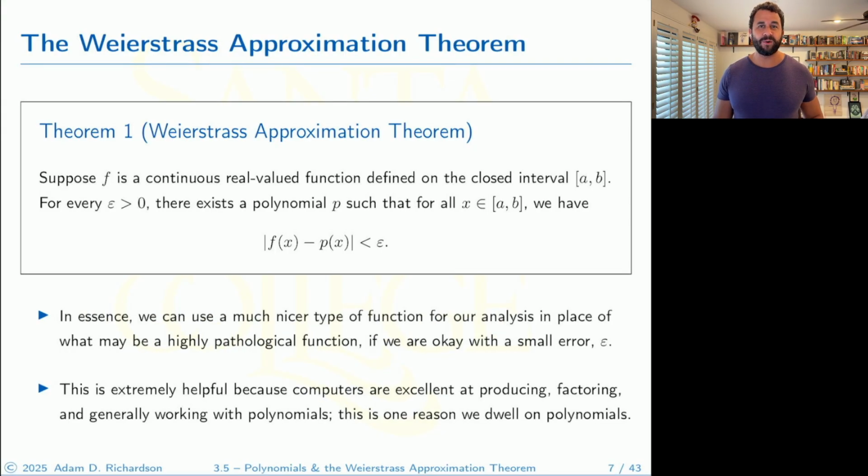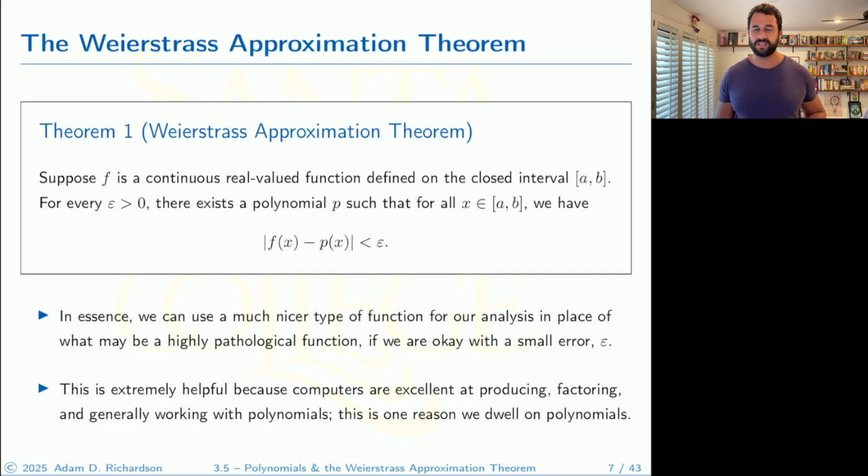So what is the utility of this? Well, in essence, we can use a much nicer type of function for our analysis in place of what might be called a highly pathological function. That means it's sick. The function is just gross, it's messy, it's hard to work with. Well, if we can avoid that, we would like to avoid it, right? We don't want to have to work with these things that are really difficult to deal with. So, as long as we're okay with a small error, epsilon, we could instead pass to a polynomial. We just got to remember that there's a small error associated with any result we get.